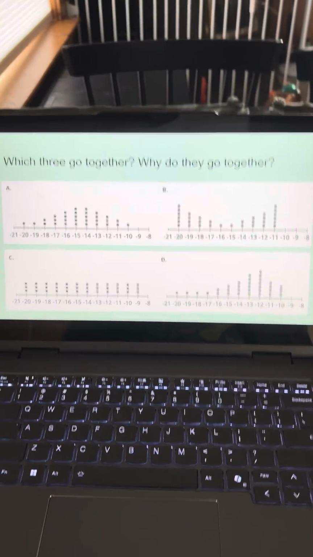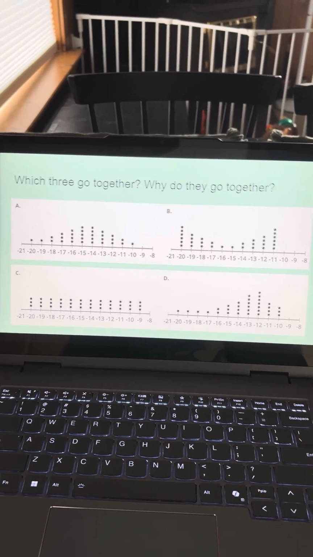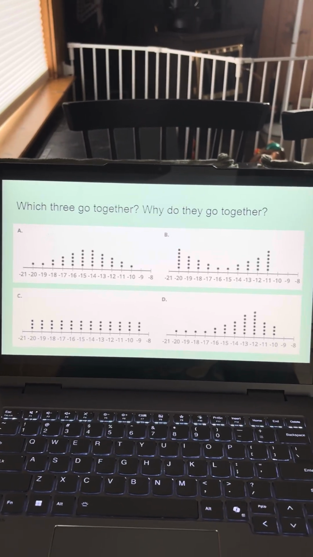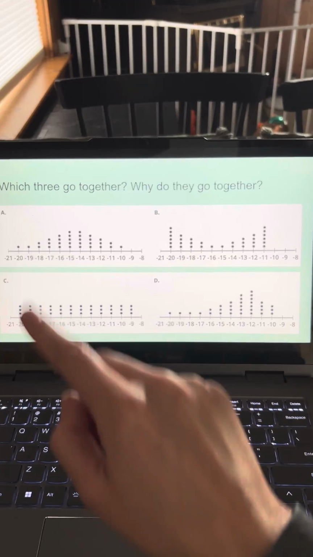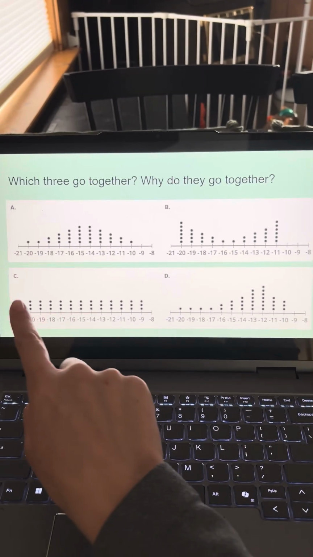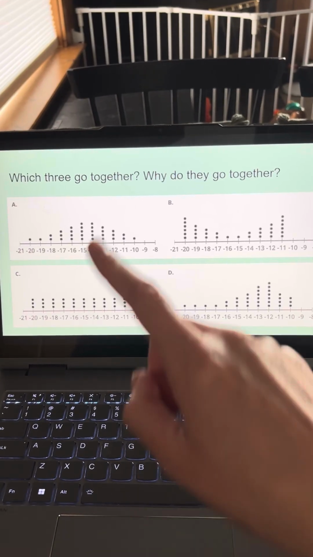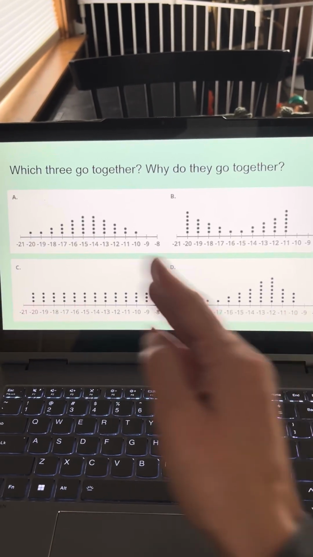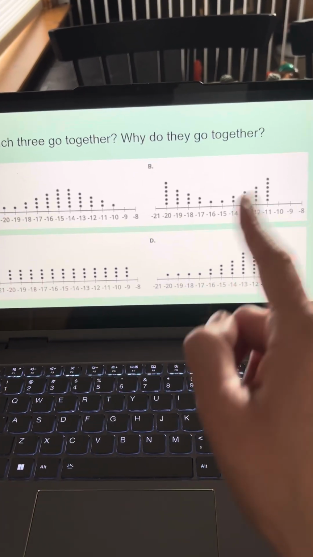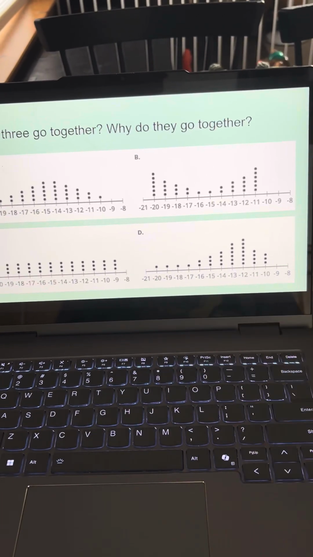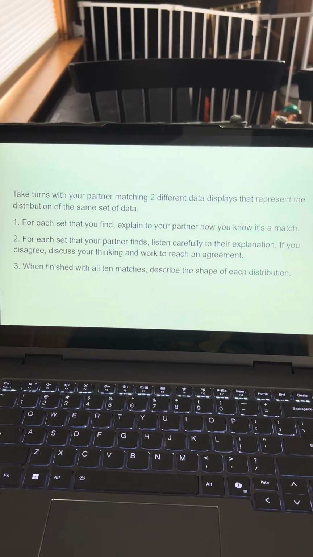This one was all about the shapes of distribution. So we looked at this one and we said, which three go together? Why do they go together? And there's multiple different ways you could group these. You could say that A, B, and D go together because they all have some sort of shape rather than a uniform shape that's all the same. You could say that A, C, and B go together because they're more symmetrical. If I put a line down the center, it's kind of symmetrical on both sides, where D is more skewed to the right. There's just a couple different ways we could group those.